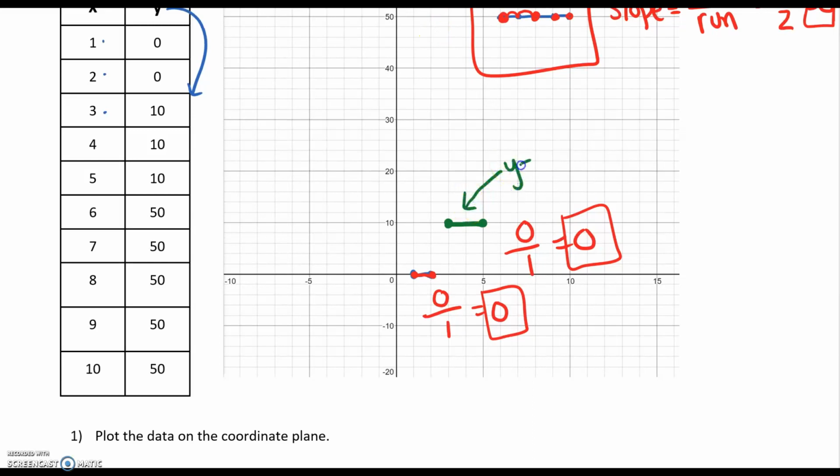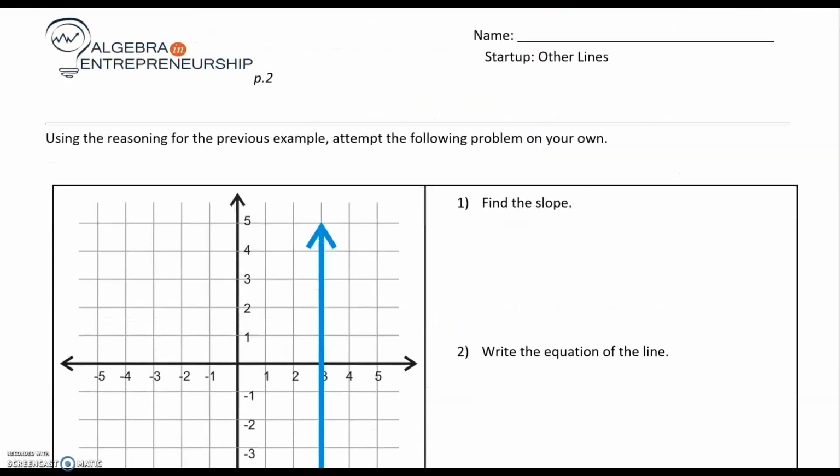So for the equation of this line, it would be y equals whatever the y-coordinate is. And the y-coordinate on all of those points is 10: 3, 10; 4, 10; 5, 10. And that would be the equation of the line because all horizontal lines are y equals whatever the y-coordinate is.